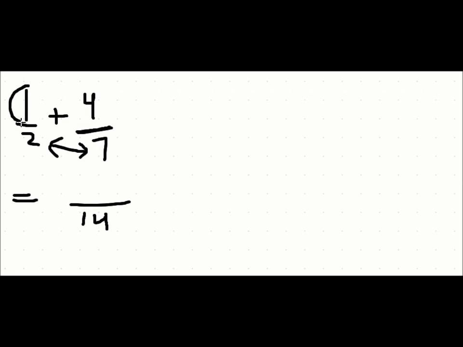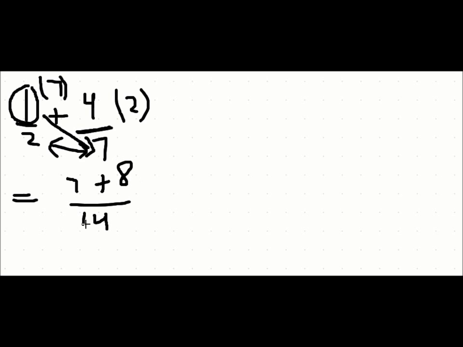And then similarly you're going to come up here and multiply this number by its diagonal denominator, which is a 7. So 1 times 7 is 7. And then similarly, you're going to multiply this 4 by its diagonal denominator, which is 2. So 4 times 2 is 8.